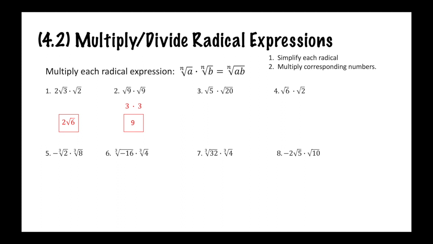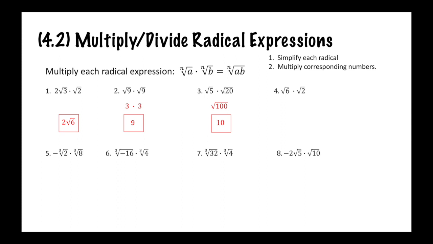In number 3, again, I could simplify these initially, or I might consider just multiplying 5 times 20 right away and then simplifying it from there. I chose to use that method because 5 times 20 is 100, and then once I have the square root of 100, that's just going to turn into 10. But again, even if you had changed this right here into 2 root 5 and then multiplied them, you would have gotten 2 root 25, which would still turn into 10.